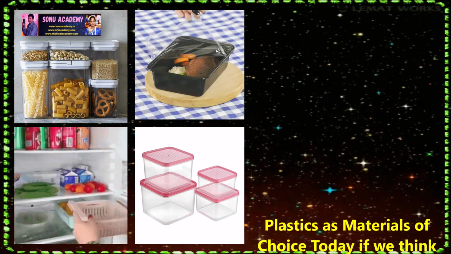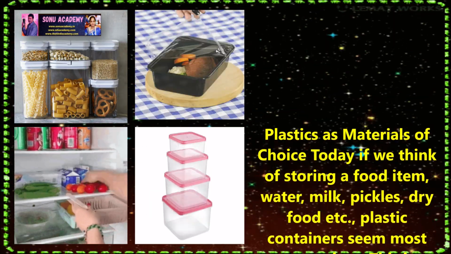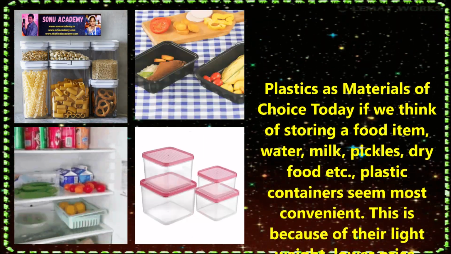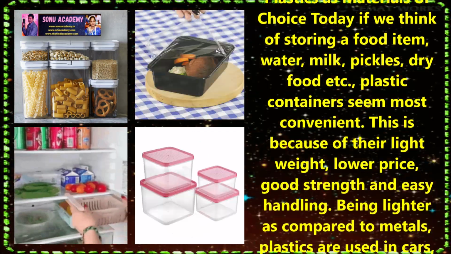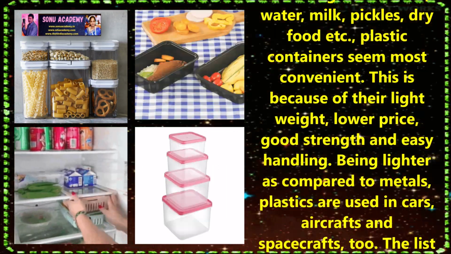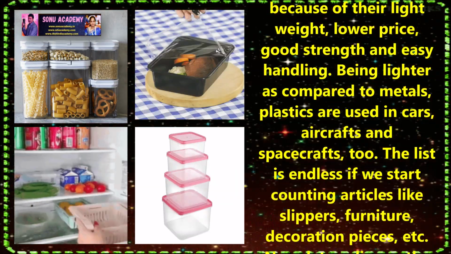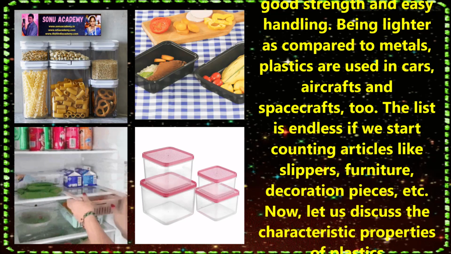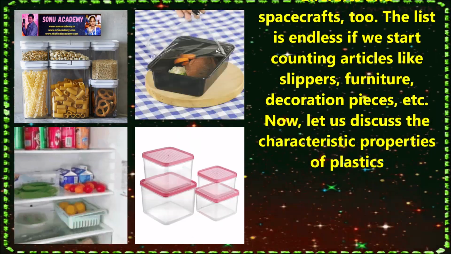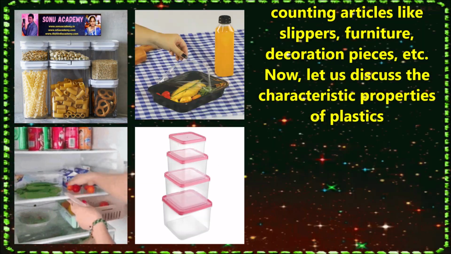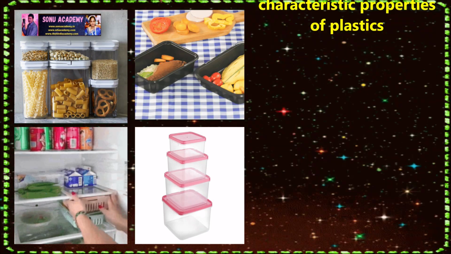Children, plastics are a material of choice today. If we think of storing food items, water, milk, pickles, dry food, etc., plastic containers seem most convenient. This is because of their light weight, low price, good strength and easy handling. Being lighter compared to metals, plastics are used in cars, aircraft and spacecraft too. The list is endless, if we start counting articles like slippers, furniture, decoration pieces, etc.